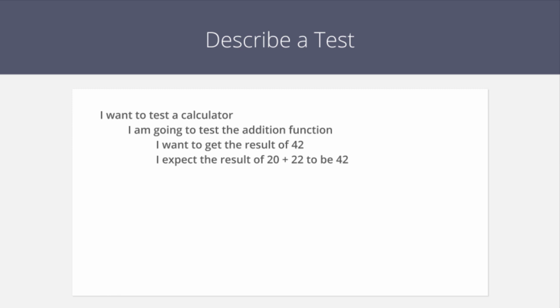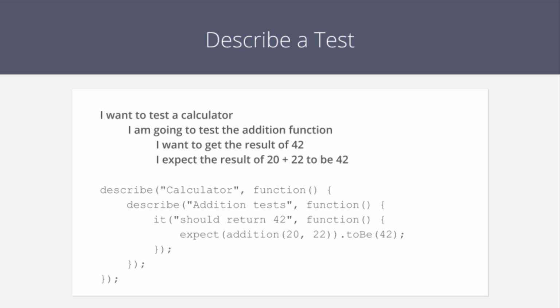And this is exactly the same with Jasmine. We start by describing our tests. So we want to describe a calculator. Then we describe the tests we want to perform. We say what it should do. We pass in our expectation, addition of 20 plus 22, to be 42. So let's go ahead and start doing that now.